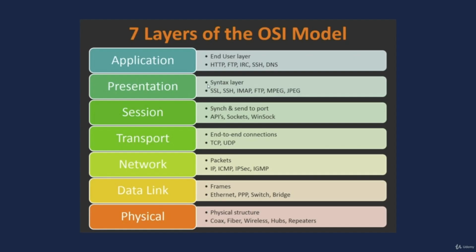You then have your presentation layer, right? So the function of the presentation layer is essentially data representation and encryption. So this is where you have protocols like SSL, SSH, IMAP, FTP, MPEG, JPEG, etc. And then you have your application layer, which is the topmost layer, and that's where you're dealing with various protocols like HTTP, FTP, and this is the end user layer, right?